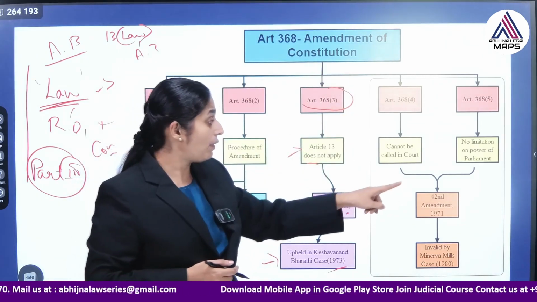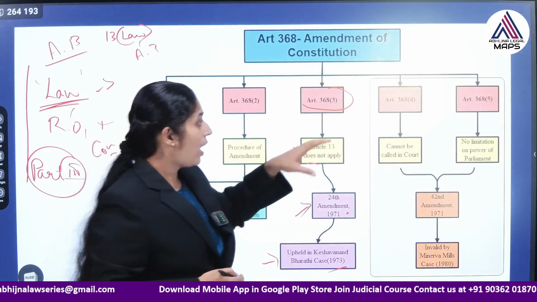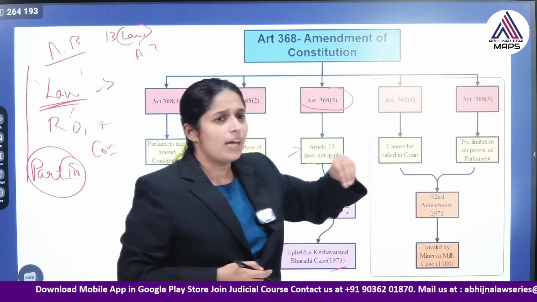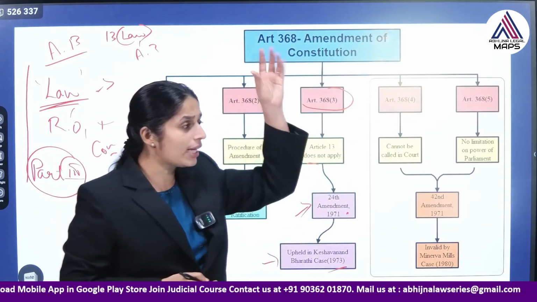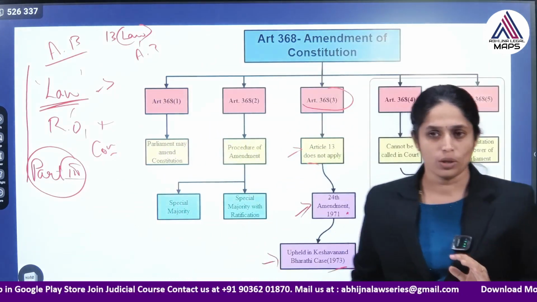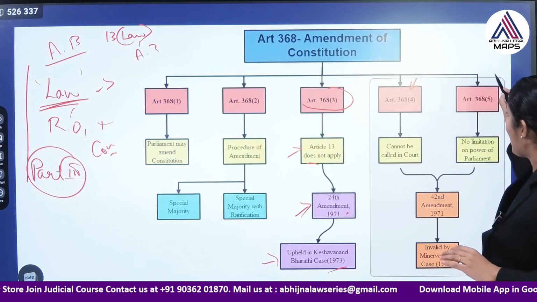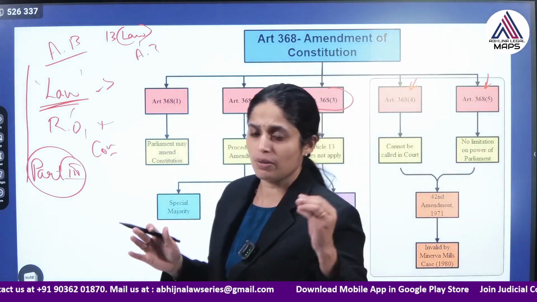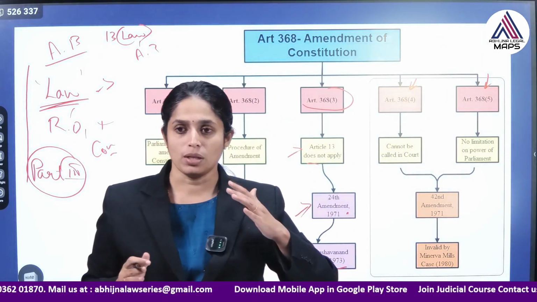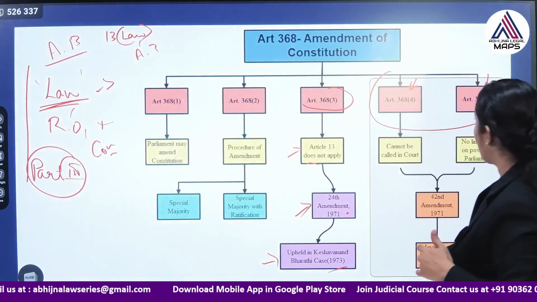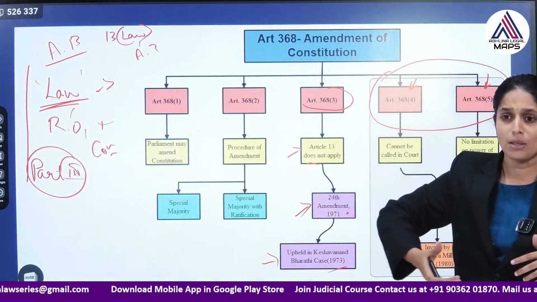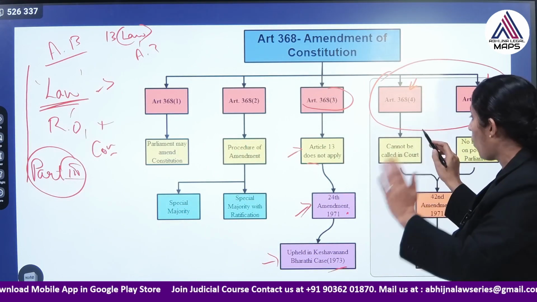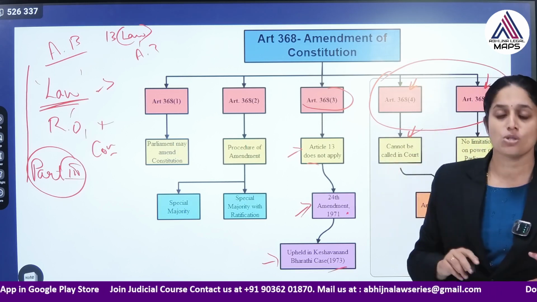Then later, by way of the 42nd Amendment, Article 368(4) and Article 368(5) were included. Article 368(4) said that whatever constitutional amendment is made cannot be subject to judicial review and cannot be challenged in court. Article 368(5) said that Parliament has no limitations or restrictions in the power to amend the constitution. This was considered draconian because it gave lots of power to Parliament in amending the constitution and curtailed the power of the court in judicial review of such amendments.